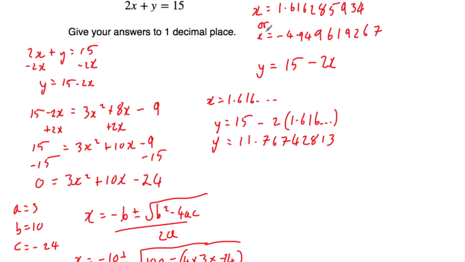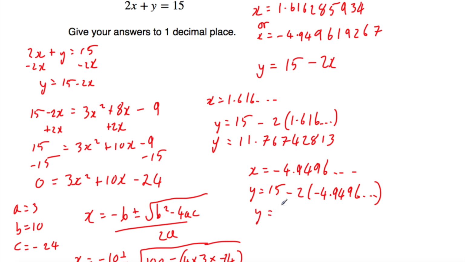And with our other solution here, whenever x is equal to minus 4.9496 and so on, well, we know that y is equal to 15 subtract 2 times x, so that's going to be 2 times that minus 4.9496 and so on. And when we work that out, we get y to be equal to 15 subtract 2 times minus 4.949619267, close brackets. And whenever you work that out, you get y to be equal to 24.89923853. Fantastic. So we've got our solutions.